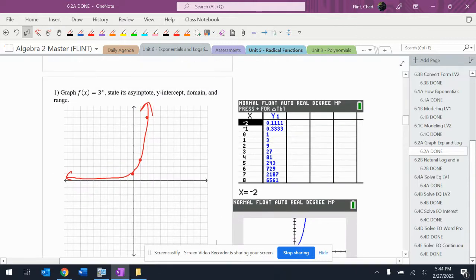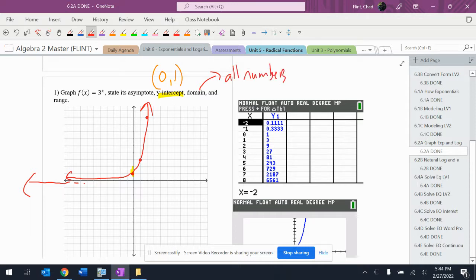So now let's talk about the other things it asks for. The y-intercept. Okay, well, that's right there at (0, 1). The y-intercept is going to be (0, 1) quite often. Not all the time, but quite often. The domain, all right, the domain are all the x values that are possible. If we look at the graph here, as we go in this direction, it keeps going. I can hit all the x values that way. So the domain is all real numbers.